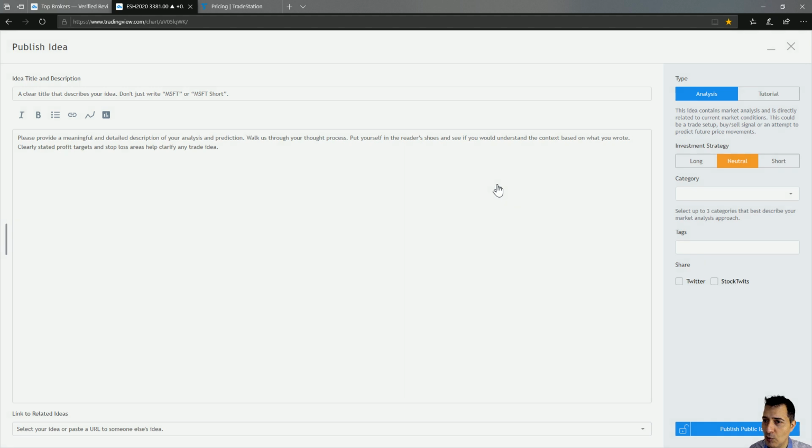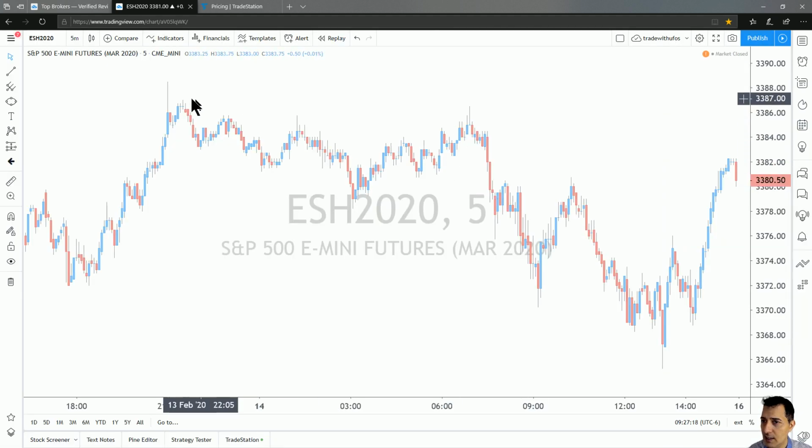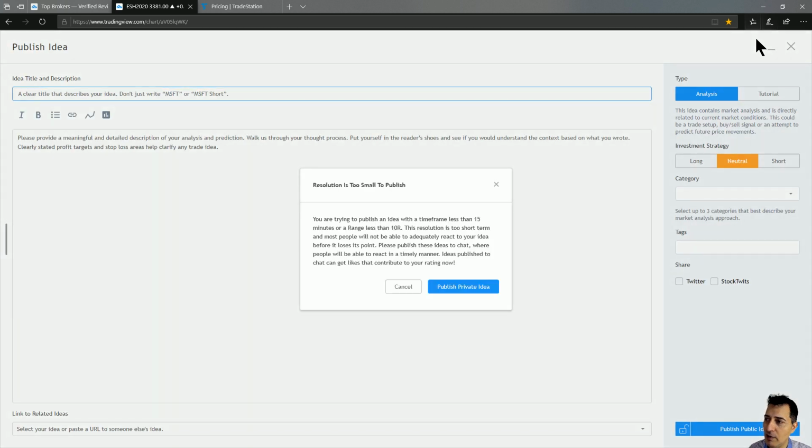The resolution is too small to publish, so why is it telling me that? I'm not sure about that. Maybe because I'm doing some screen sharing or something like that. But anyway, once you have the chart, you will just click on publish, okay? And if that's okay, please allow me to ignore that message, okay?